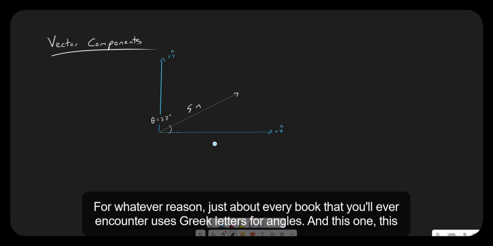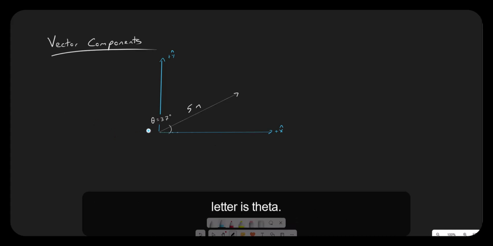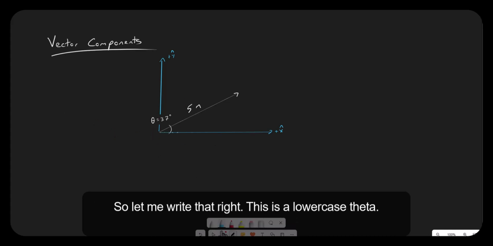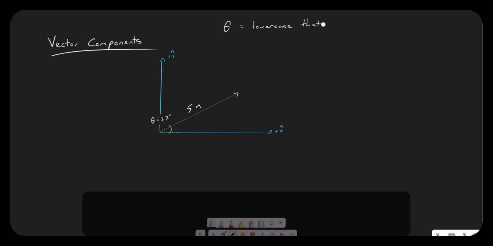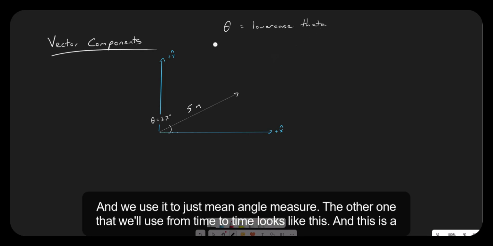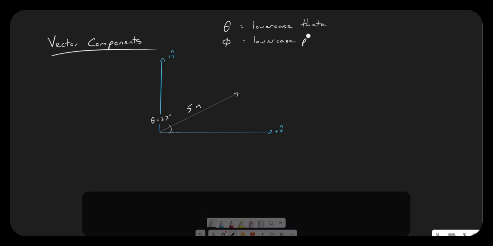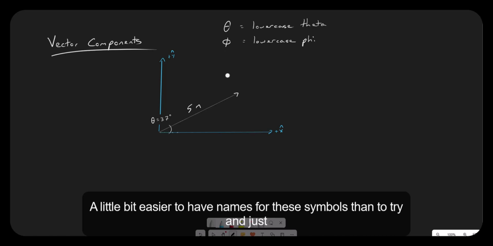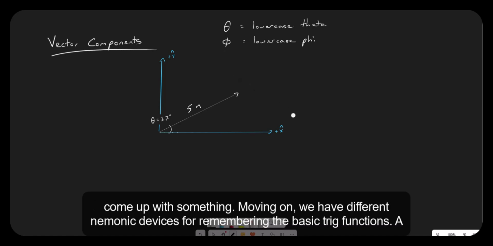For whatever reason, just about every book that you'll ever encounter uses Greek letters for angles, and this letter is theta. So let me write that for you. This is a lowercase theta, and we use it to just mean angle measure. The other one that we'll use from time to time looks like this, and this is a lowercase phi. A little bit easier to have names for these symbols than to try and just come up with something.